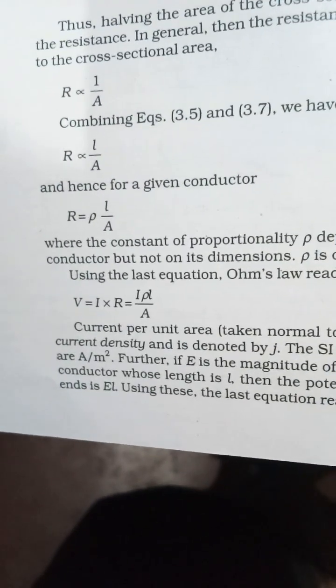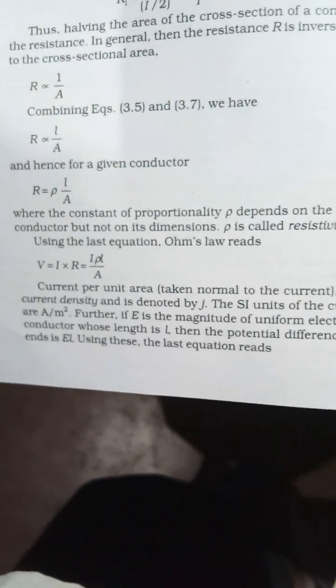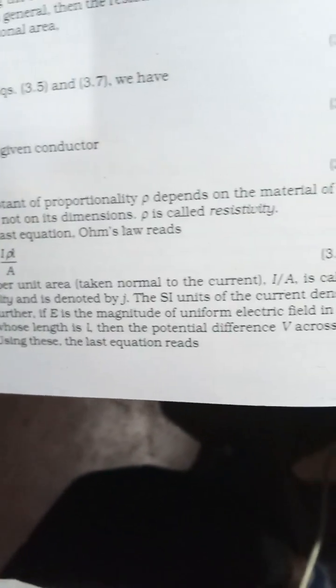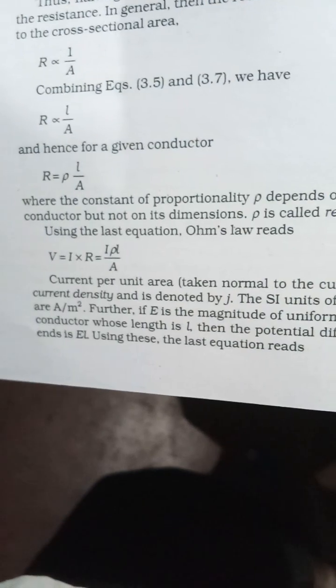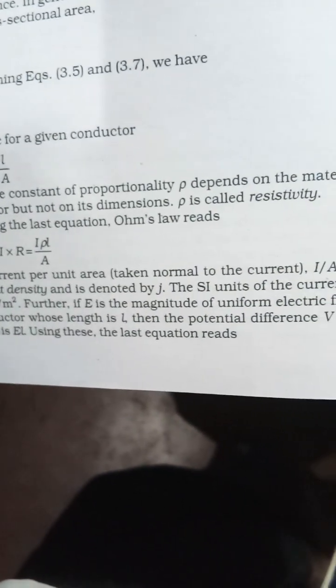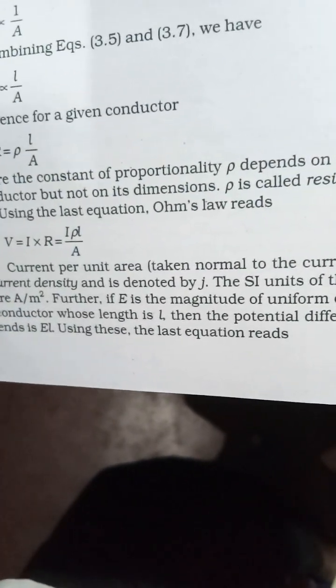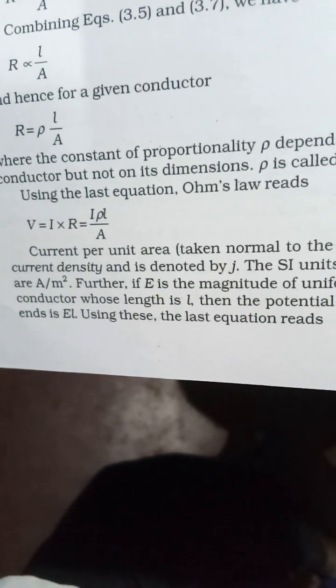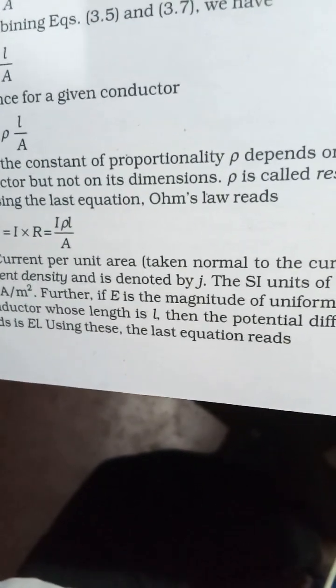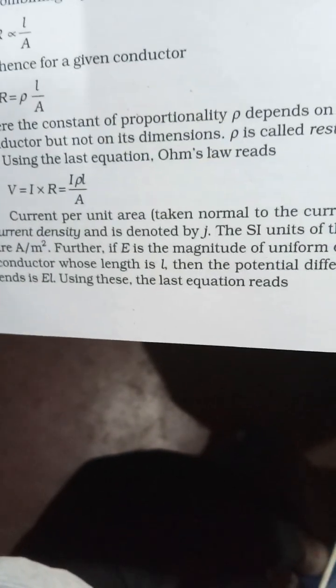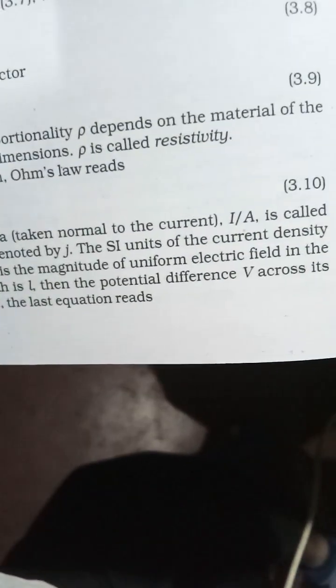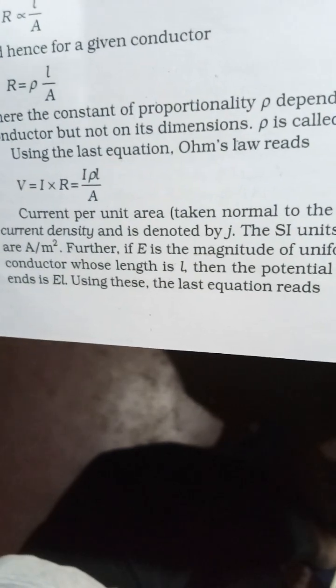For a given conductor, R is equal to ρL by A, where the constant of proportionality ρ depends on the material of the conductor but not on its dimensions. This symbol ρ is called the resistivity. You will see the symbol of resistivity here. Using this equation, Ohm's law reads V is equal to IR, which is equal to I ρL by A. I by A, the current per unit area taken normal to the current, is called the current density, denoted by J. The SI unit of current density is A per m squared.